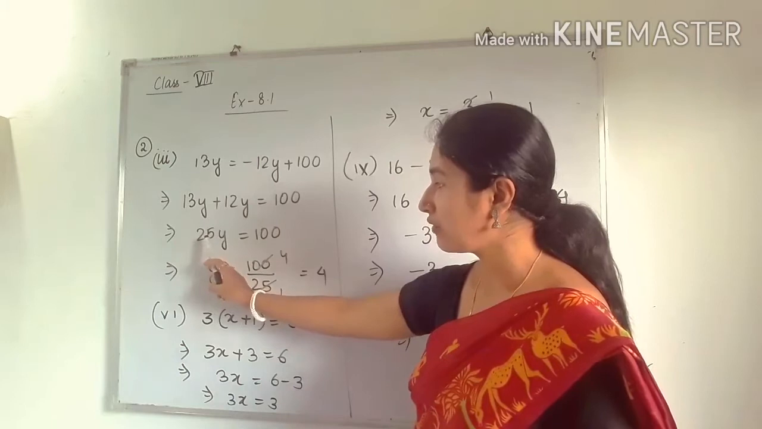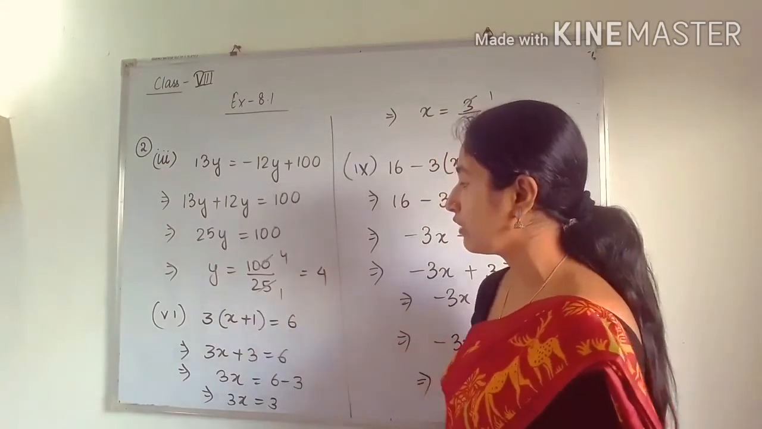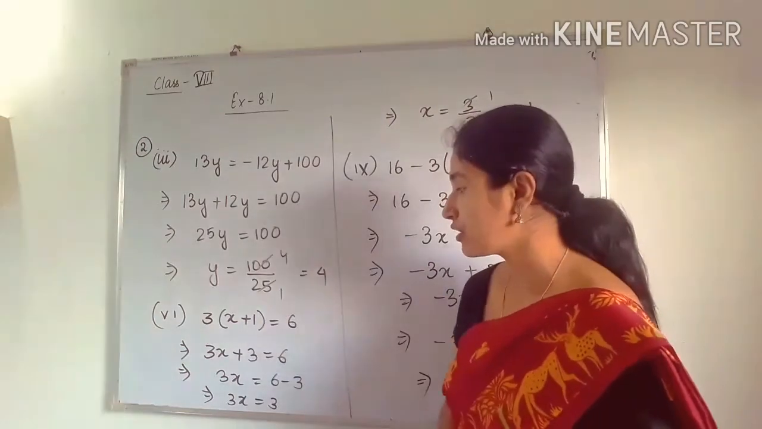So y is multiplied with 25. When we transpose 25 to that side, it will get divided. So 100 divided by 25 will be what? 4. So the value of y is 4.